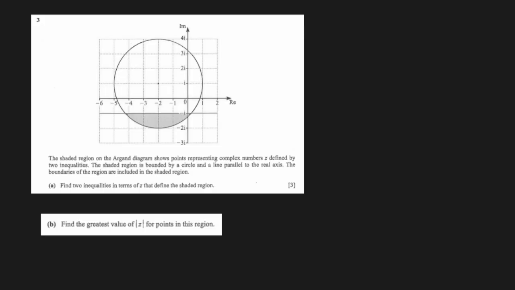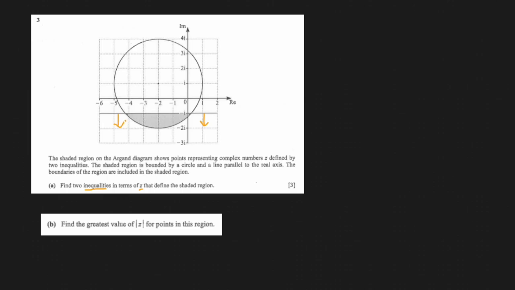Three. This question talks about an Argand diagram, which is this, and they're asking us to find two inequalities in terms of z that define the shaded region. So the shaded region is this, from this straight line to this arc. This is the area they're talking about. Okay, so we see that it is being shaded below this line.